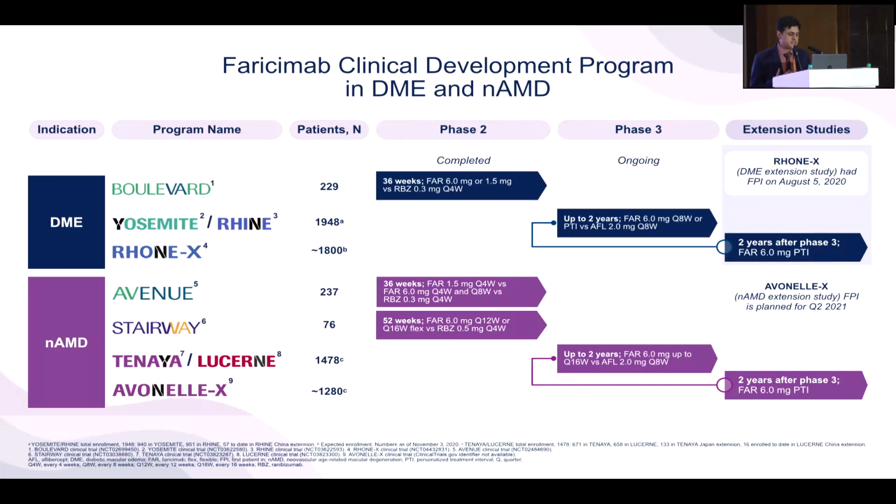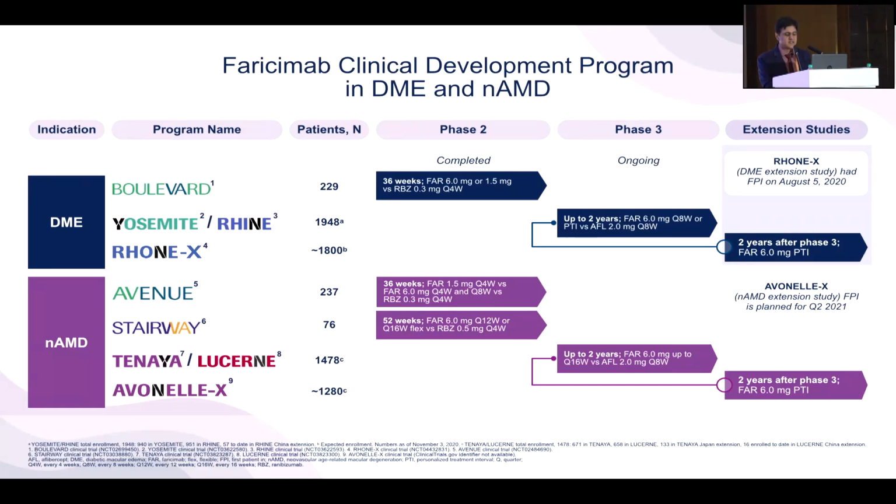Similarly, in DME, the Yosemite and the Rhine study was done, and they followed a treat and extend or a PTI regime in which they first gave monthly injections, and then after 6 injections they increased the duration. This has also shown responses that are almost equivalent to aflibercept. However, the number of injections needed was quite less. So these are the trials showing a good effect of faricimab.